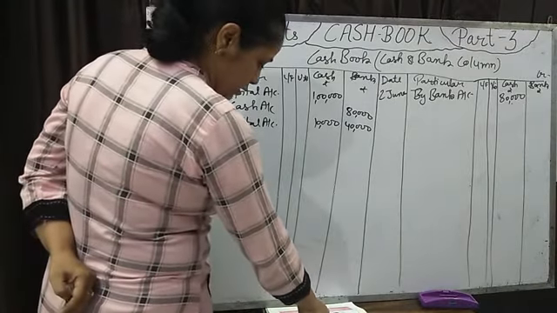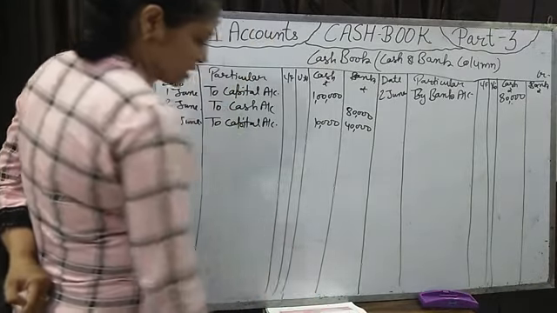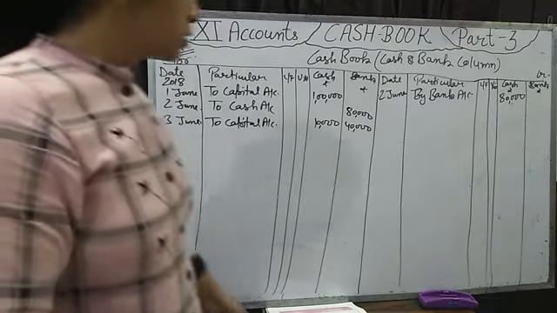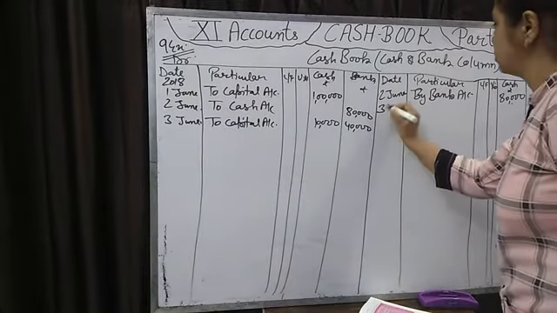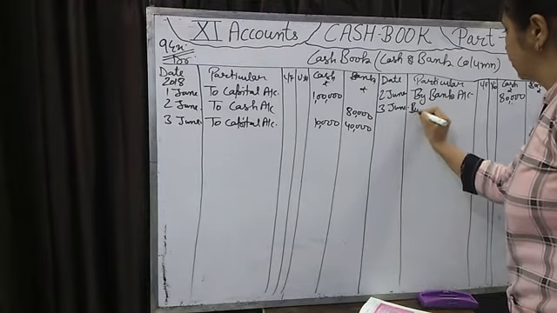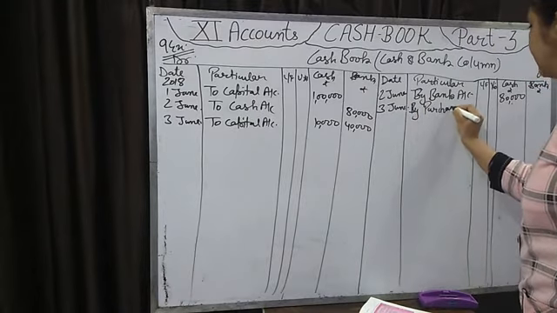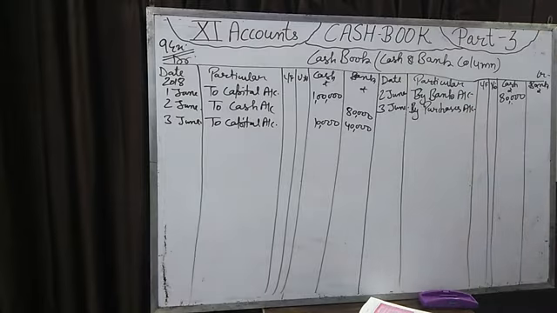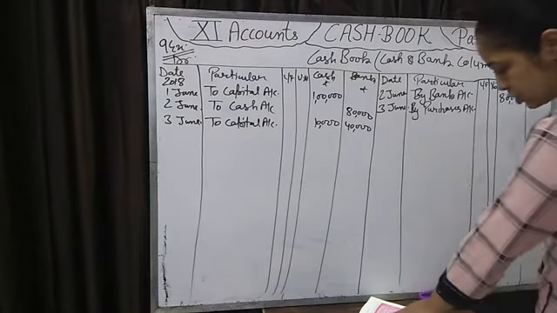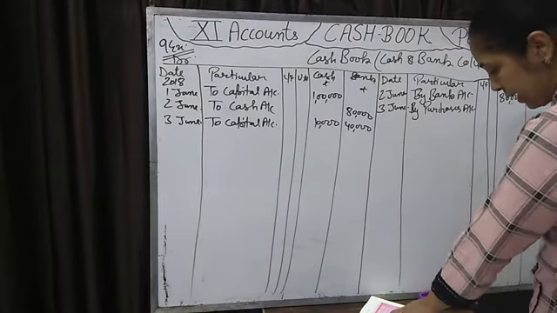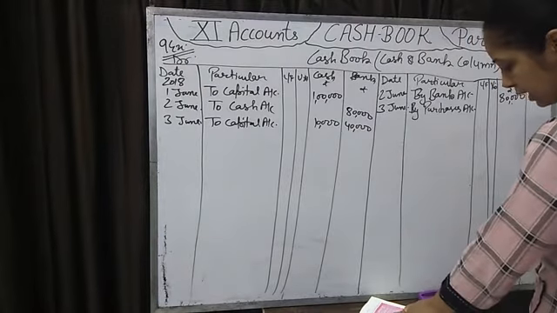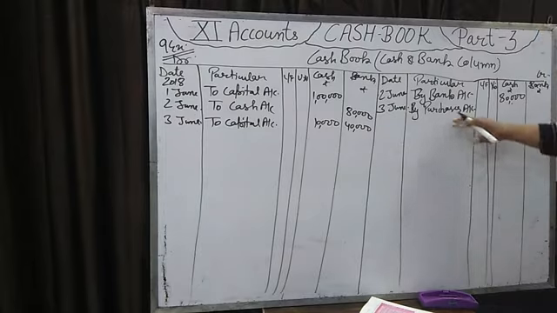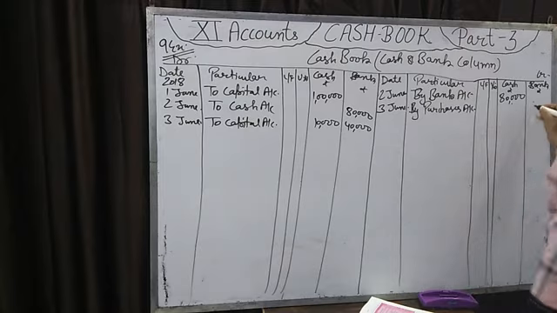Next transaction, same on 3rd June: goods purchased for 60,000. Now we are purchasing goods, money will go, so we will write on the credit side on 3rd June. What will we write here? By purchases account, how much? 60,000, plus we are paying CGST and SGST at 6% and issue a cheque for the same. We have paid by cheque, so we will write in the bank column. How much? 60,000.